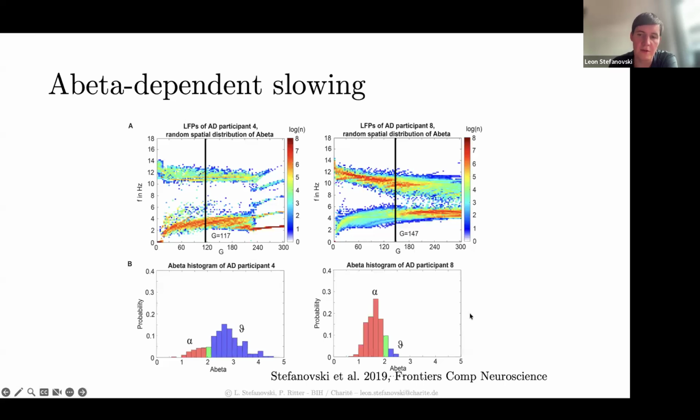This is something we could derive from single node models. So in general, we kind of knew which levels of A beta might lead to which oscillatory behavior, and we actually saw then also exactly this happening in the participants.